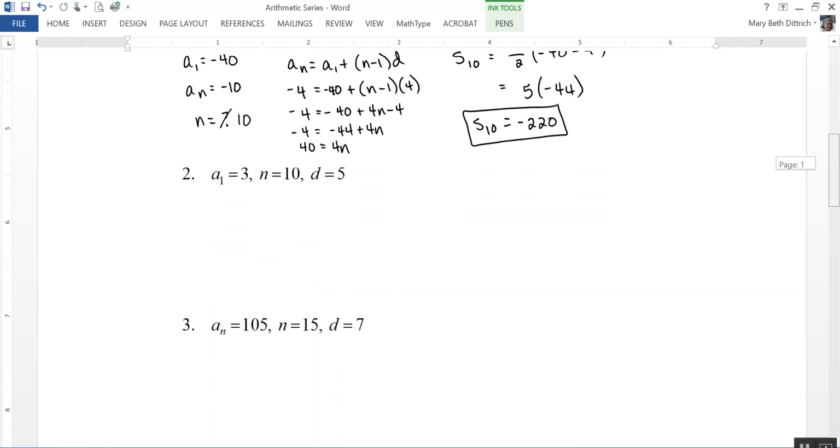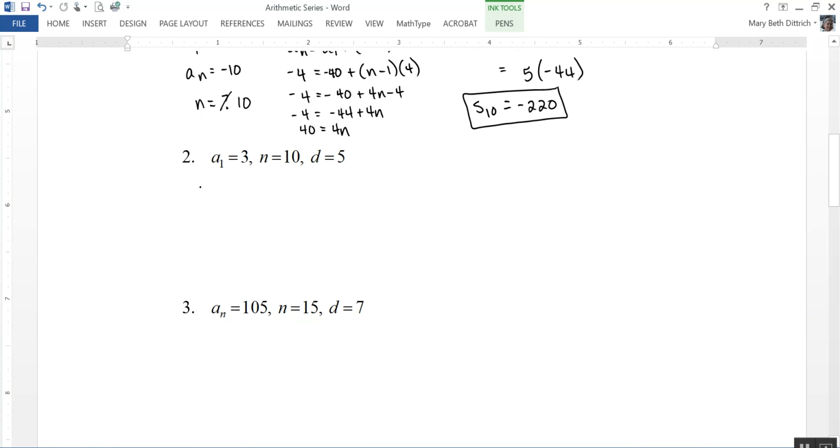So our second example, a sub 1 is equal to 3, so that's good. So I need that value, and I have that. I don't know what a sub n is. I'm going to need to find that. And I know that n is equal to 10, but I also have information that d is equal to 5. So I can use that to find a sub n. So a sub n is equal to a sub 1 plus n minus 1 times d. A sub n is equal to 3 plus 9 times 5. 9 times 5 is 45 plus 3, so a sub n is equal to 48.